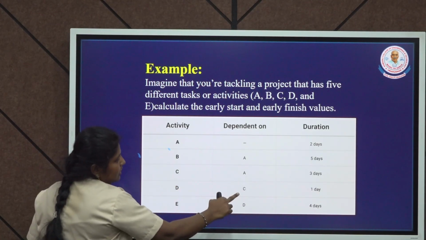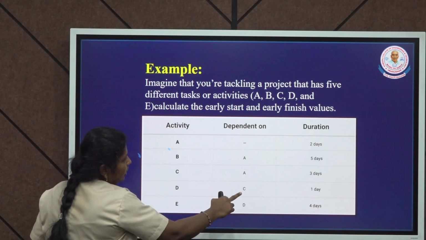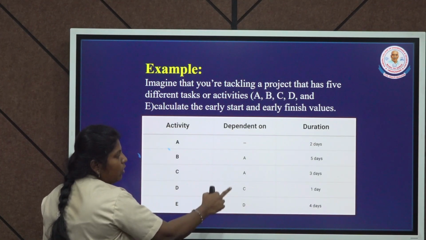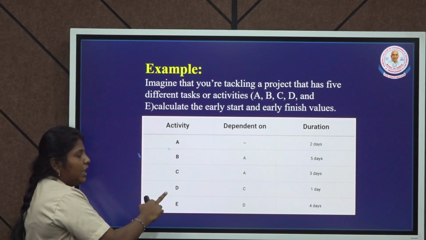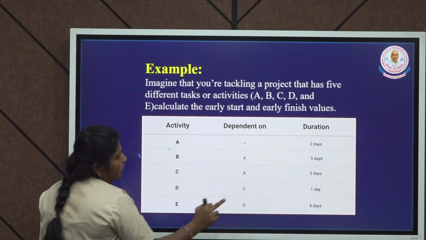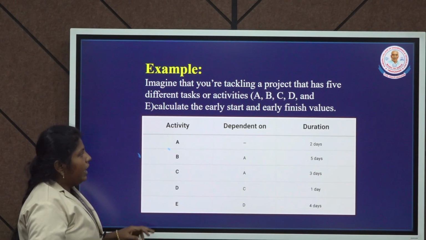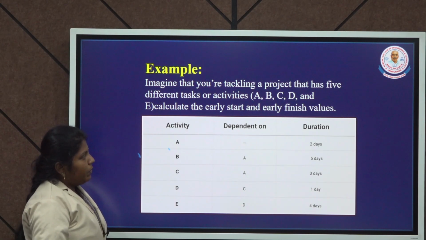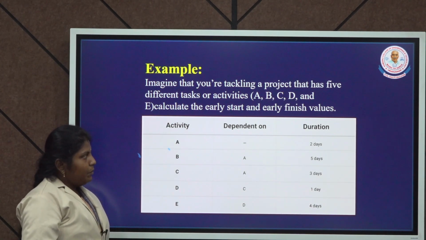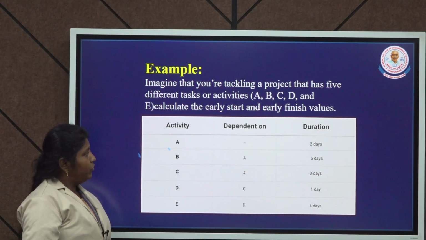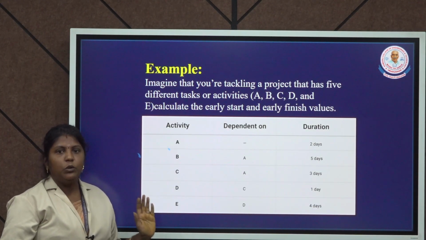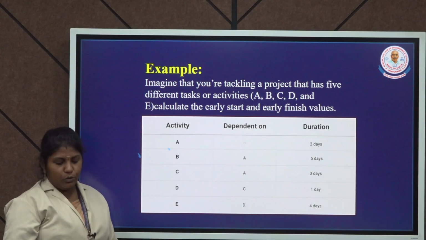D depends on C. After the completion of C only, D will start its work. Likewise, E also depends on D. The durations are also given for these activities. Now, we will simply construct the forward pass technique. How can you draw the network diagram for these given values?